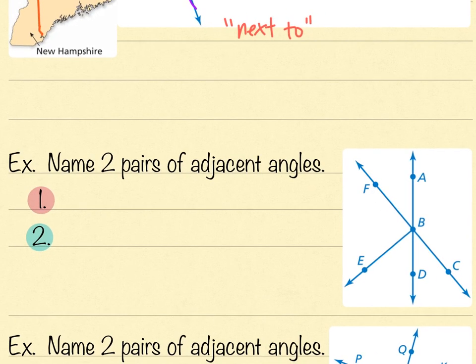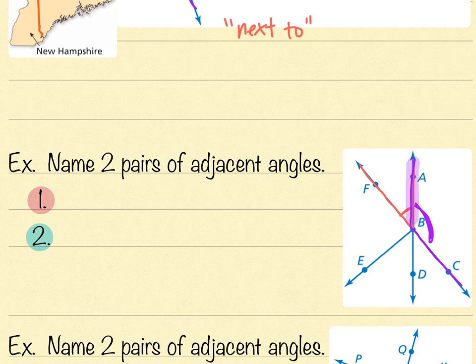So in this example, let's look. It says name 2 pairs of adjacent angles. And so there's a ton of different ones you could give, but I'm just looking for ones that are next to. I'm just going to highlight this angle here in red, and then in purple I'm going to highlight this angle here. And they are next to each other. They share a common vertex, and they share a common side. In fact, if I highlight them, there's that angle in red, and then the angle in purple, you can see which side they're sharing. It's that AB side that I'm highlighting right here. So there's the common side.